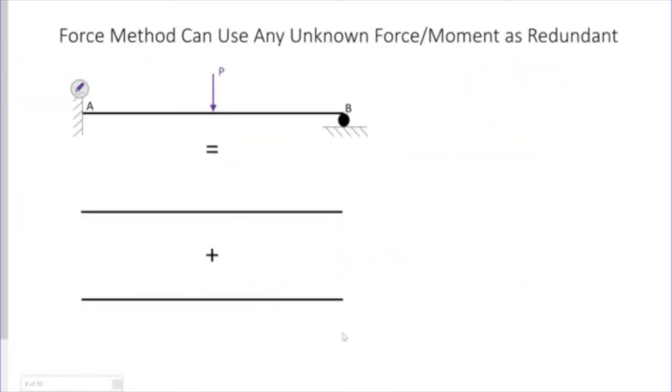As I said, you can actually use any unknown force or moment as your redundant force. So let's go back to my actual beam. This is the same beam. It has 4 unknown reactions.